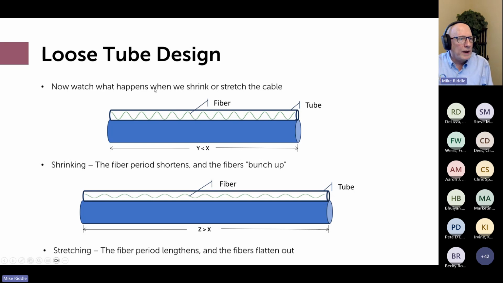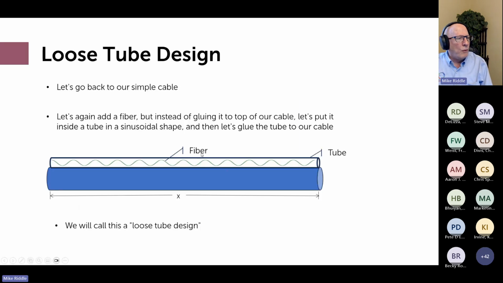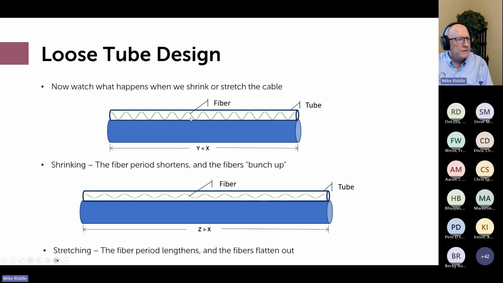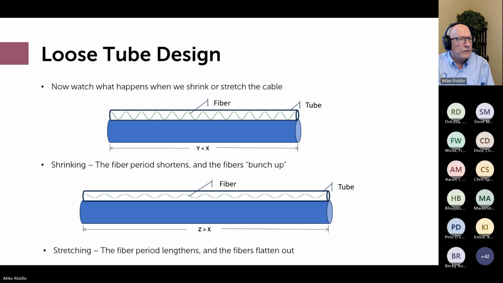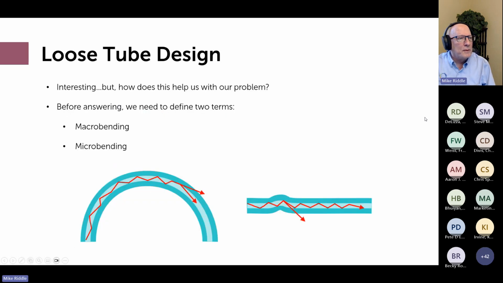So now watch what happens when we shrink or stretch the cable. When we shrink it, the period of this sinusoidal shape shortens and the fibers sort of bunch up. So let's do like they do at an eye exam. Which is better? One, see the shape of the fiber, or two, see how it's shortened? So that's shrinking. Stretching, the fiber period lengthens and the fibers flatten out. So again, one or two.